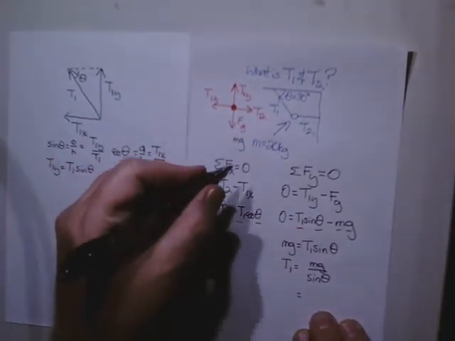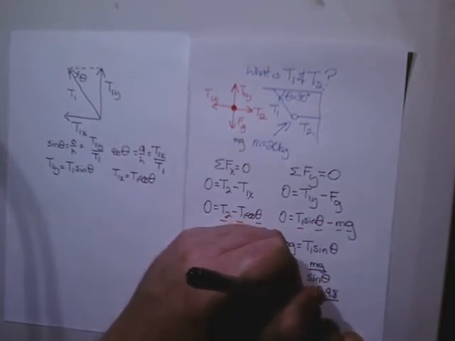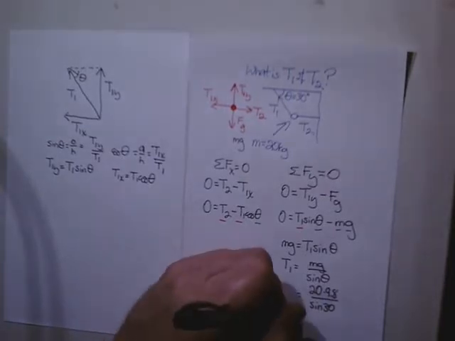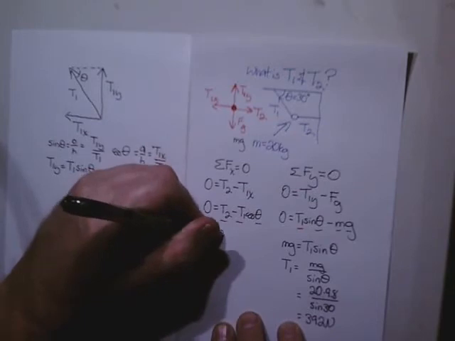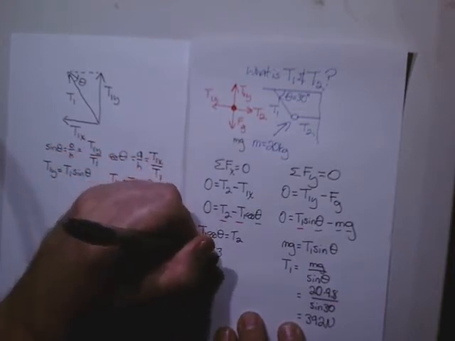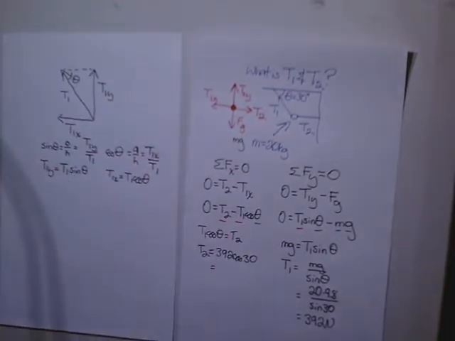And g is the dumb 9.8. Hold on. M is 20, g is 9.8, and then you've got the sine of 30. And I love the sine of 30 because it is 0.5, so it is 40 times 9.8, or 392 newtons. Now that T1 is known, we can solve for T2. T1 cosine theta is T2. So T2 is T1, 392 cosine of 30, which is 339.5.